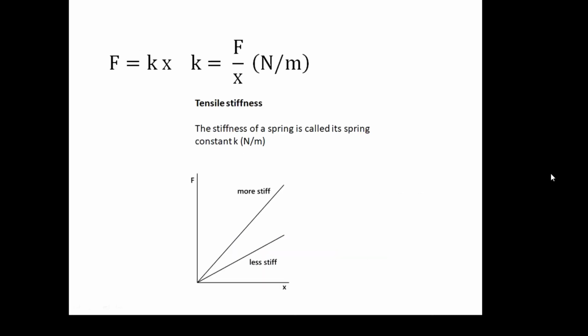Okay, so F equals Kx, K equals F over X, and this quantity K, which refers to a spring or a wire or any particular specimen, is the stiffness. In the case of a spring, we can call it the spring constant. K is the spring constant in newtons per meter or newtons per centimeter, whatever. And if we do F against X, then it's the gradient of the graph if it's a straight line. And looking at that, therefore, the one line there, the one with the bigger gradient, is stiffer than the other one.